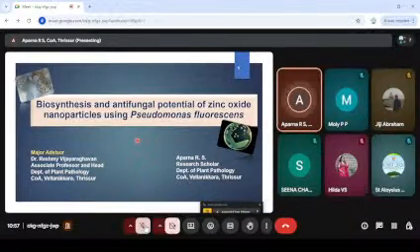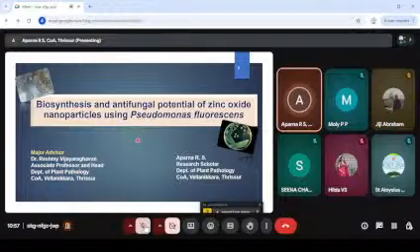So, the biological synthesis of metal nanoparticles using Pseudomonas fluorescens, which is a well known biocontrol agent in the management of plant pathogens, provides an eco-friendly, cost-effective method for nanoparticle synthesis.